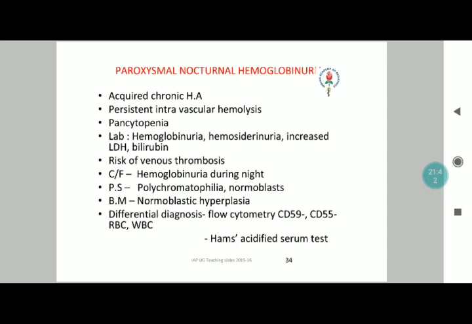The risk of venous thrombosis is proportionately higher, and it presents as hemoglobinuria typically during the night time, and hence the name. On bone marrow, it is completely normal, and a rare differential diagnosis which we have to keep in mind can be done based on flow cytometry for CD59 and CD55 analogs, and is confirmed based on Ham's acidified serum test. The name of this test is important.